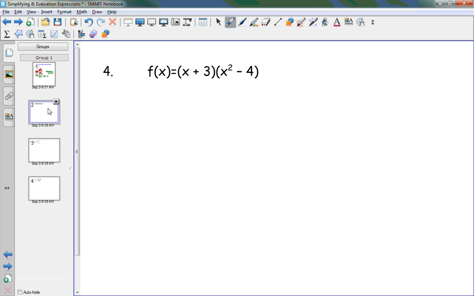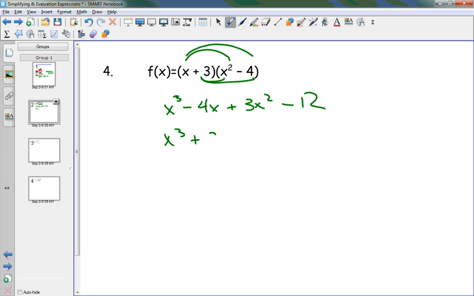Let's go to number 4. Number 4 says, can I simplify this any further? Well, I could simplify this further. I could go ahead and FOIL that if I wanted to. But is it really going to get me any further? For those of you who need to remember how to FOIL, you can do x squared times x, which gives me x cubed minus 4x, and it gives me 3x squared minus 12. This gives you x cubed plus 3x squared minus 4x minus 12.